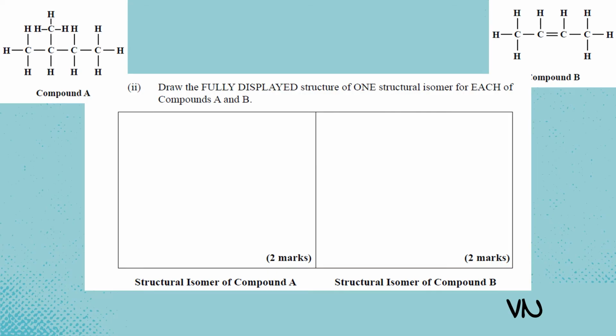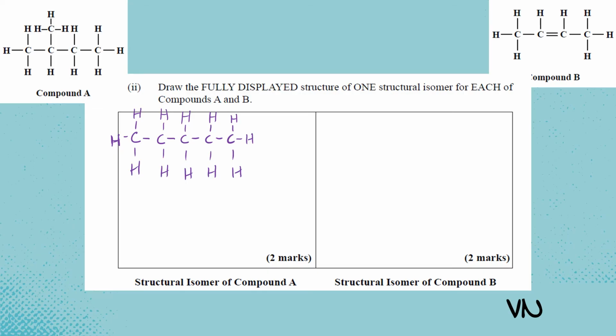So for compound A, we can have all 5 carbons in a straight line, straight chain rather. So this will have been one isomer. And remember that in an exam, when you're drawing your structures, do not leave out the hydrogens. Don't just draw a dash and say, you know what, it's understood that there's a hydrogen attached here. Ensure that you're drawing out all of your hydrogens.